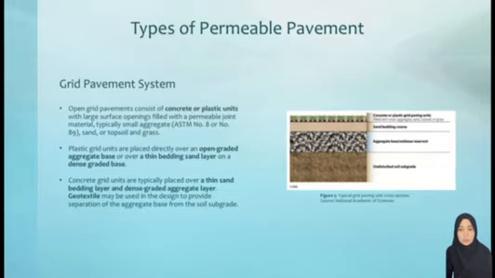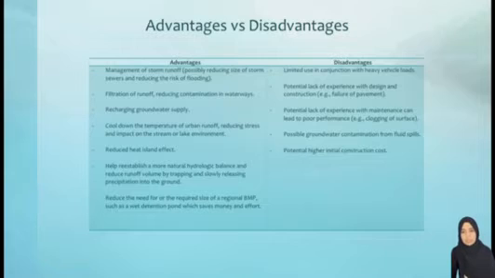Okay, this figure shows the typical grid paving unit cross-section. There are either concrete or plastic grid units on the top, a sand bedding course, and also the subbase reservoir. Okay, these are the advantages and disadvantages of the hardscape of pervious surfaces.